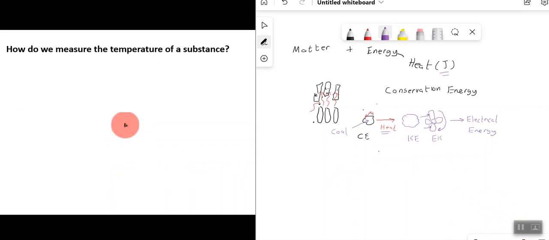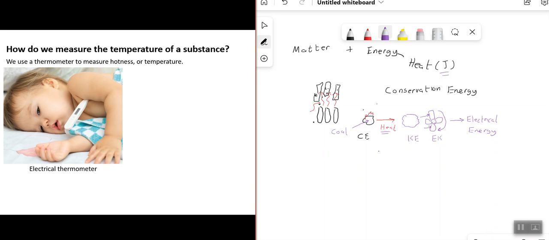So how do we measure the temperature of a substance? So we use a thermometer to measure hotness or temperature. For example, we can use an electrical thermometer like this. We can just put it in and it'll give us out a temperature reading. So we measure temperature in degrees Celsius.